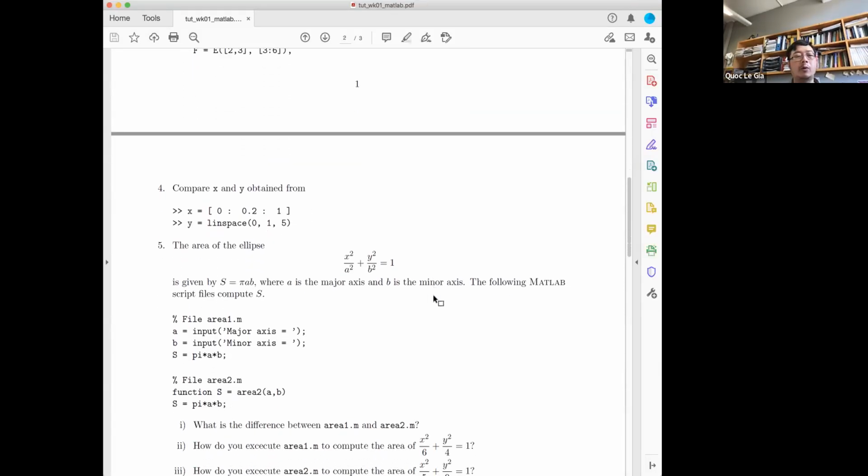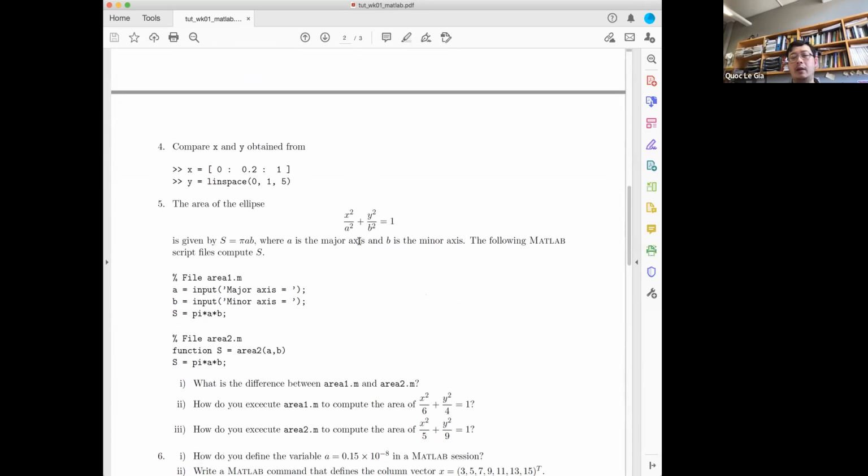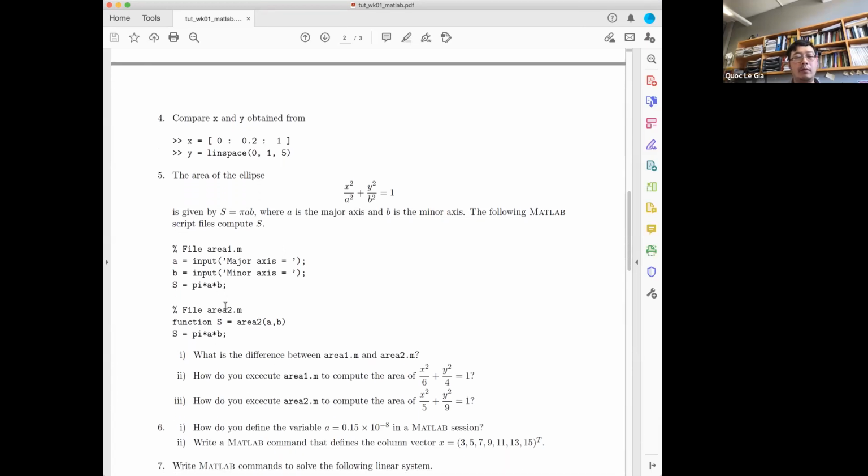So the next question is the difference between the script and the function. Suppose you have an ellipse and you want to find the area of the ellipse. Then how do you run the script and how do you run a function? So how do you run a script?